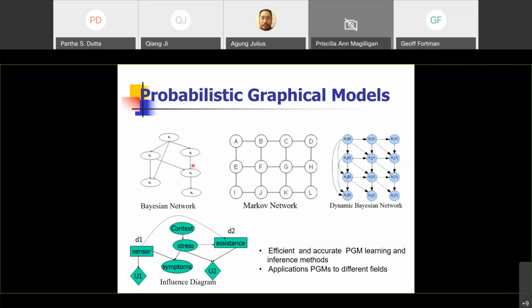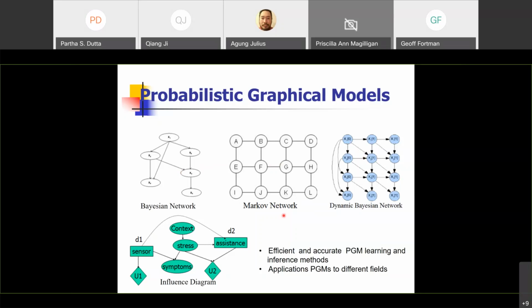We have been doing much work in the directed graph, which is also the Bayesian network or DAG. We also have done work in the undirected graph, the Markov network. In addition, we have done work in dynamic networks, such as the dynamic Bayesian network. And we have also done some work in decision graphs. In this graph, not only does it contain random nodes, it also contains actions. So this is the probabilistic graphical model.